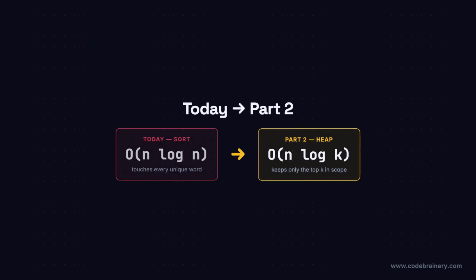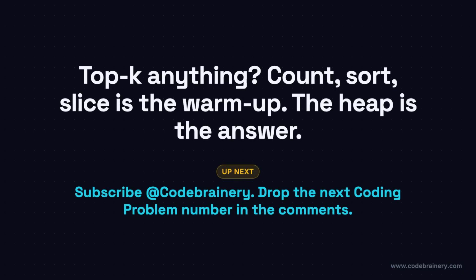Notice. We sorted every single unique word, even though we only needed the top k. Part 2 trades the full sort for a heap of size k. We keep the heap small. We touch each word once. Big O drops from n log n down to n log k. Smaller, faster, the answer interviewers actually want. Next time you see top k anything, count, sort, slice is the warm-up. The heap is the answer.